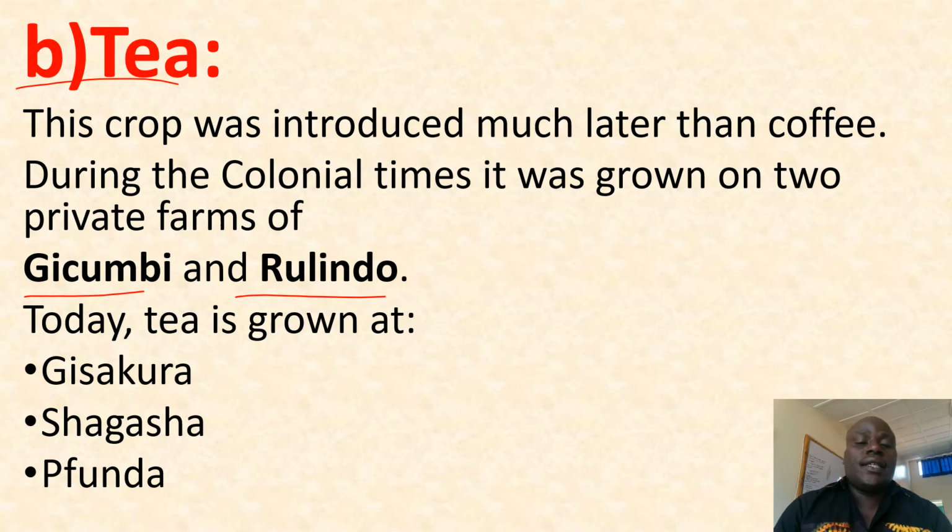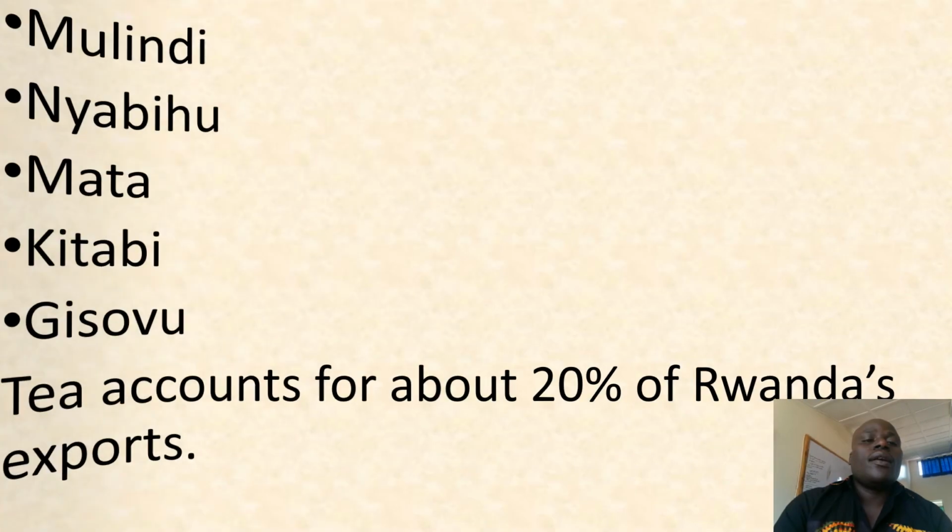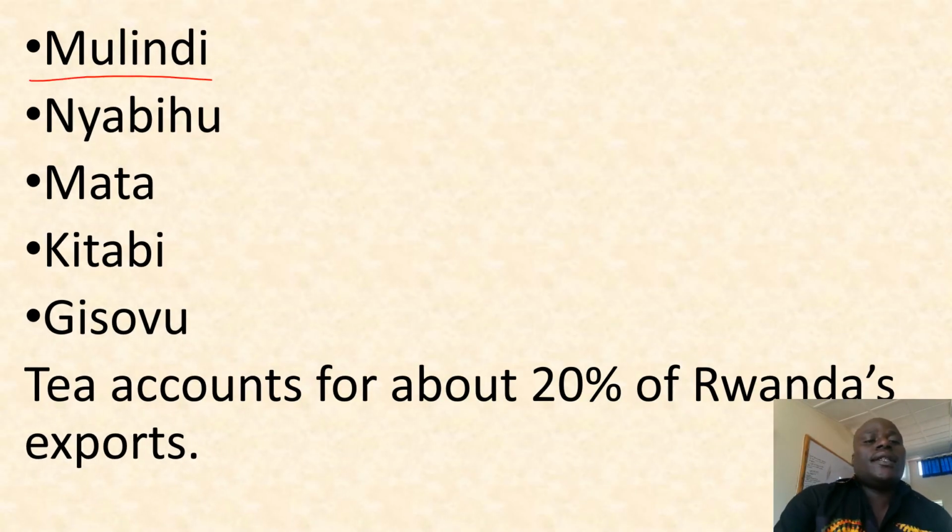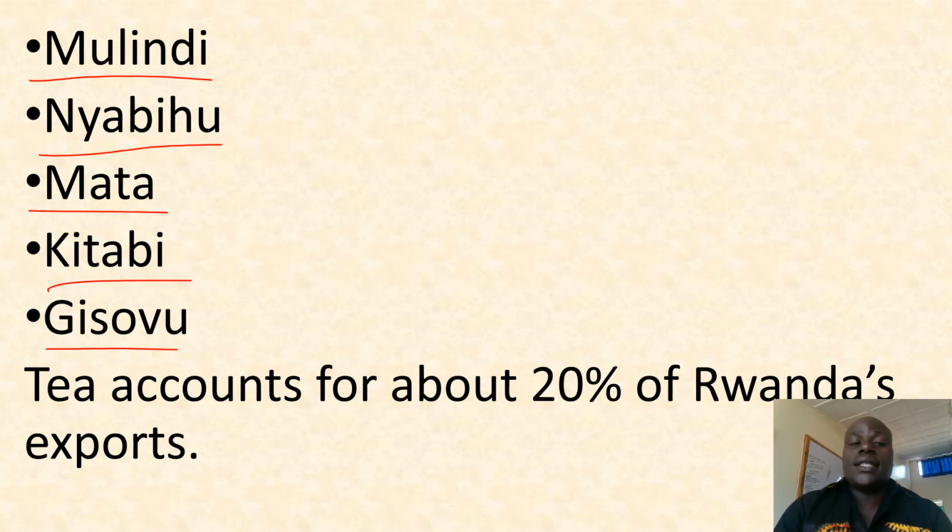Today, tea is grown at Gisakura, Shagasha, Funda, Mulindi, Nyabihu, Mata, Chitabi, Gisovu, etc. These are tea plantations we have in Rwanda. You can even make research and look for others, but these are the major ones.